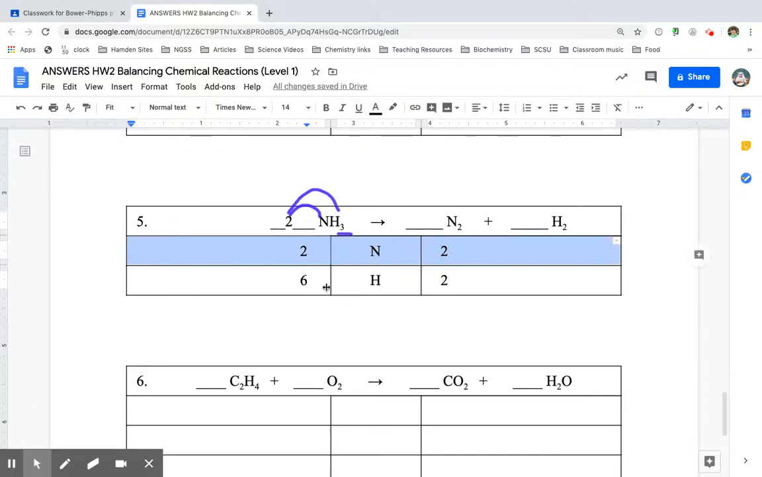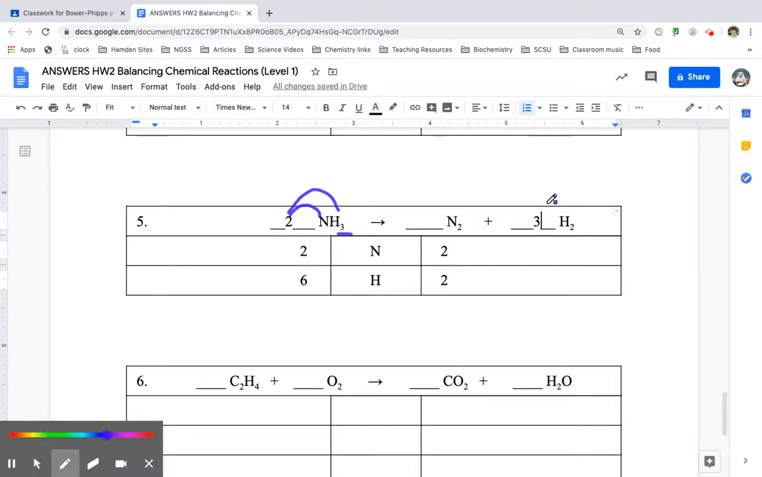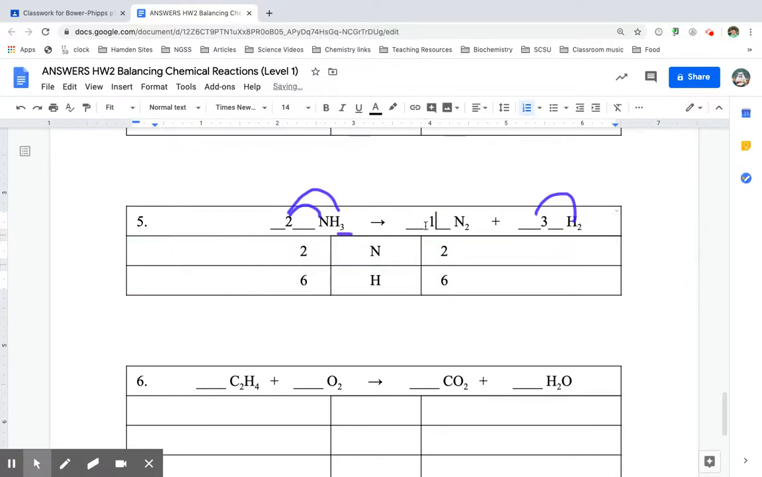My nitrogens match, my hydrogens do not. I want to have 6. 2 times what gives me 6? 2 times 3 is 6. When I'm counting the total, it's 3 times 2. So now I have a total of 6 hydrogens on the left. 6 and 6, 2 and 2. It balances. So I can put a 1 there to show that there's just 1 times 2 is 2.